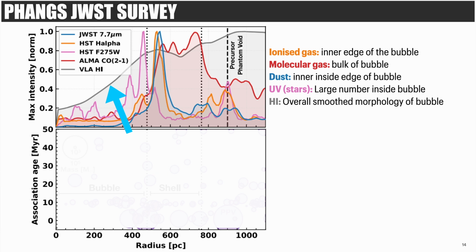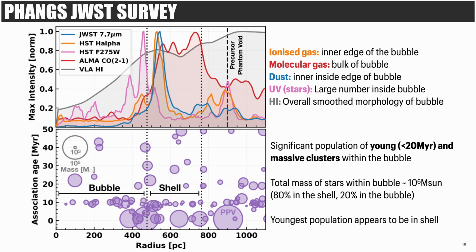We also looked at the distribution of the young stars and those young clusters, which I previously showed across the bubble. Here I'm showing those young stars: the y-axis is the age of the clusters, the size of the point is the mass of the cluster, and on the x-axis is the radius from the center of the bubble. And we can see some interesting trends here.